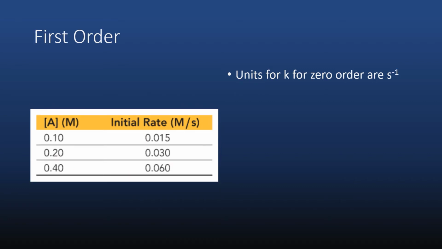So for a first order, they go up directly. If we double, then we double here. If we double from 20 to 40, then we double 30 to 60. If going from 10 to 40, that is 4 times. So 15 times 4 is 60. So these go up by the same amount. These go up proportionally the same.